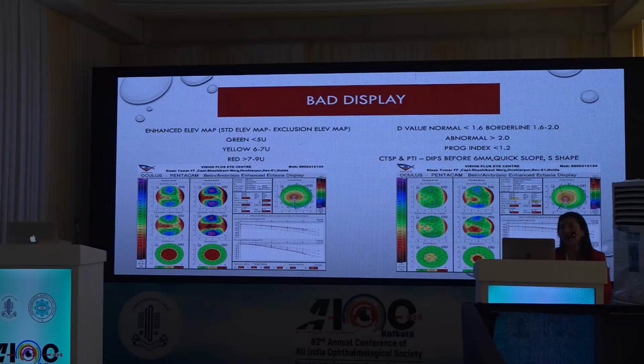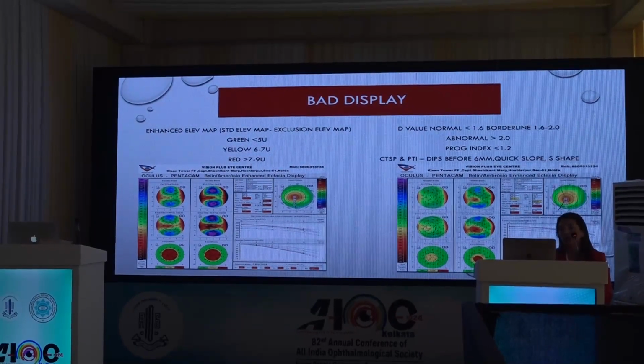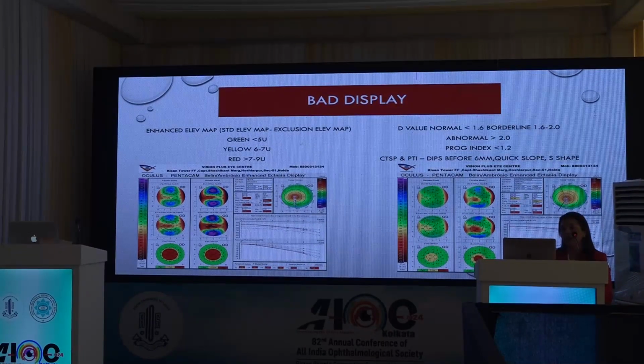Seeing the D values can be misguiding at times. You may get a yellow or a red, but you need to look into it, at what point, what parameter is abnormal in it. And only then can you further look at whether these maps are normal or abnormal. So just one parameter is not sufficient. You have to look at all of them.